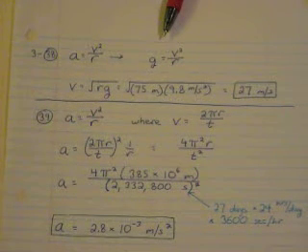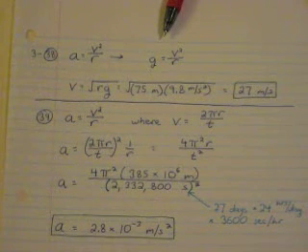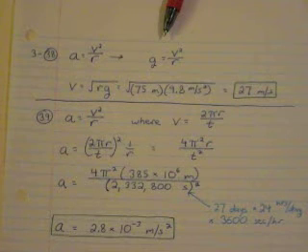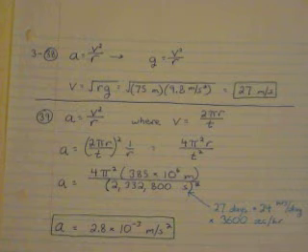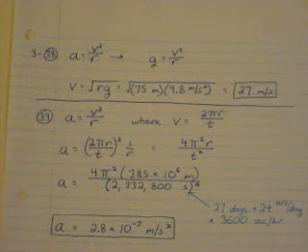And then we're going to solve for v. V equals the square root of rg. Plug in those numbers. Radius is 75 meters, g is 9.8 meters per second squared, and we get 27 meters per second.